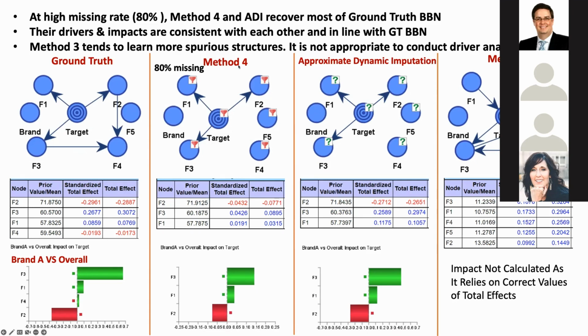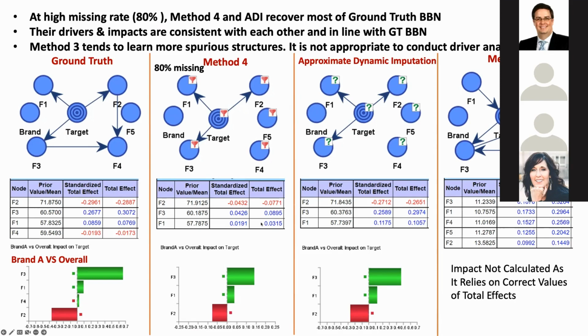So you see method 4 is the filtered state. You can see from this sample. So this one is the ADI, the Approximate Dynamic Imputation. So this one is where you simply replace the value with a special category. That's a neutral value, right? So apparently the first observation is if you simply make a strong assumption that if consumers don't mention something, it means they are neutral about something, you tend to learn a lot of curious structures like this too. It's not appropriate to conduct a driver analysis.